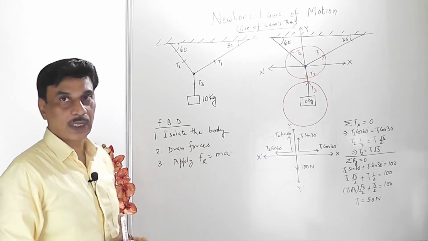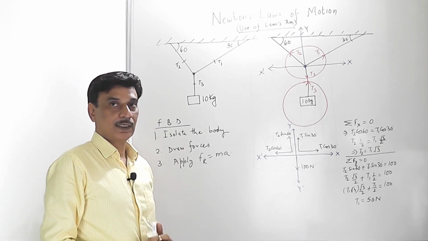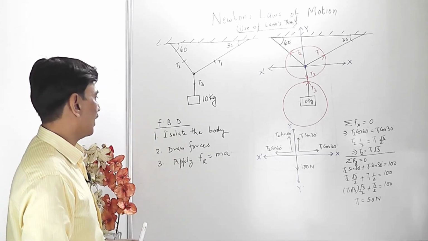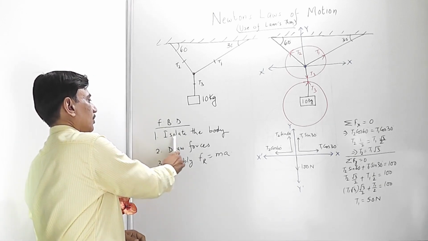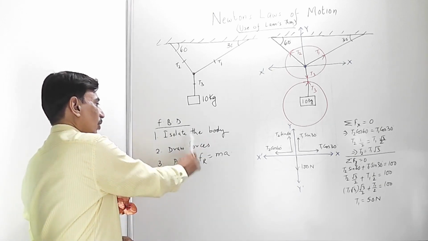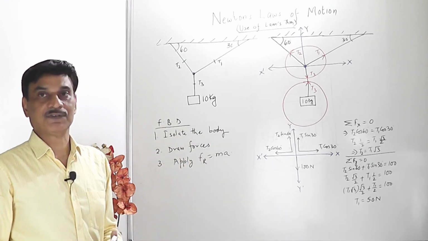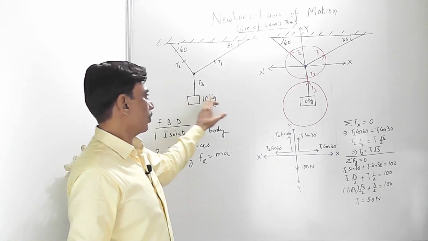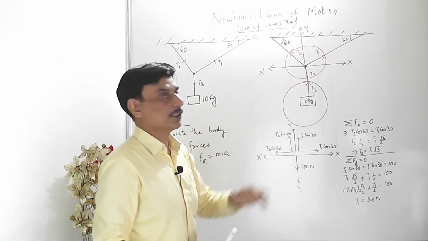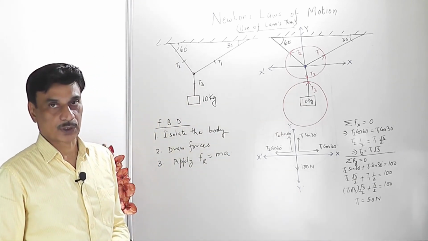To find the values of T1, T2, T3, we follow our good old free body diagram or force diagram technique, where we have three steps. First, isolate the body. Second, draw forces onto the body. Third, apply F is equal to ma, where F stands for the resultant or net force. So first we draw a circle to isolate this 10 kg body, and then we draw the forces onto it.